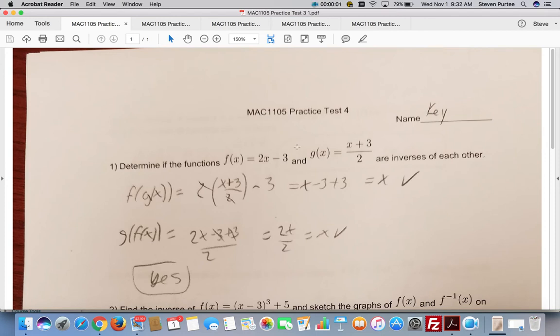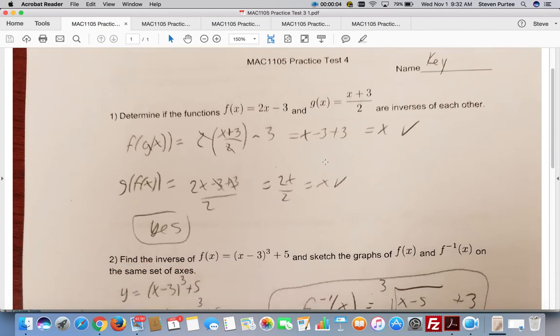Okay, here is practice test 3. For this first question, we want to determine if these functions are inverses of each other. We do that by doing the composition both ways. We do f of g of x and g of f of x. If they are inverses of each other, everything should cancel out and we should just get x both ways.